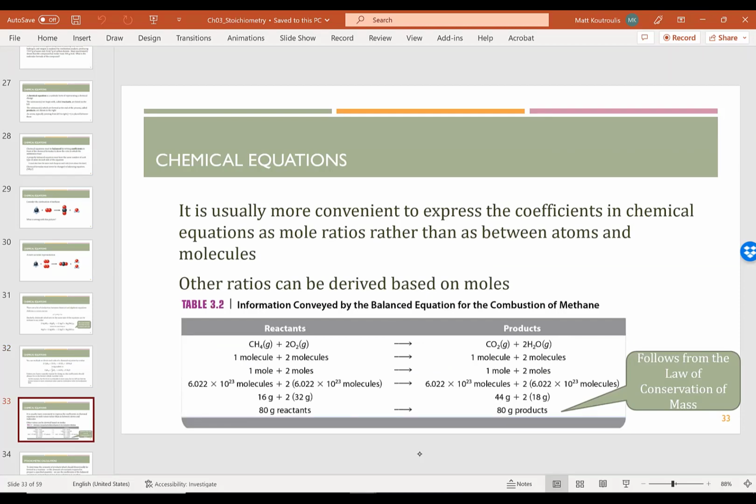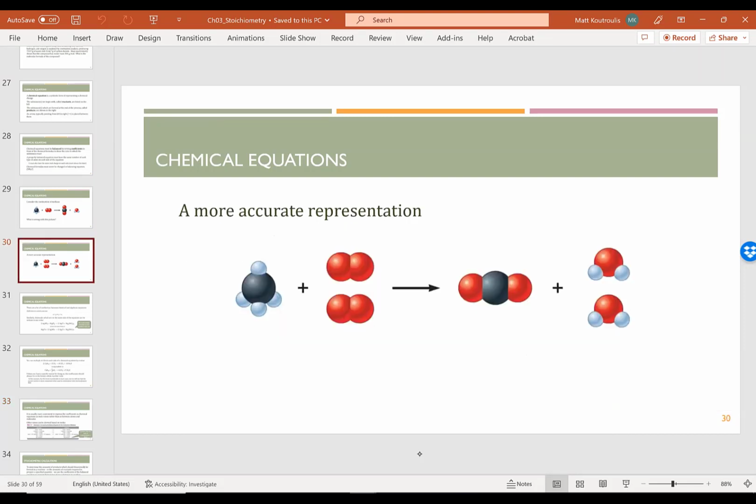And rather than saying atoms to atoms, like we did here, or molecules to molecules, which is really inconvenient, we're going to say moles most of the time. Now, I can't say grams, right? Because the mass of all of these things is different. The mass of a mole of methane is different from the mass of a mole of oxygen, etc.